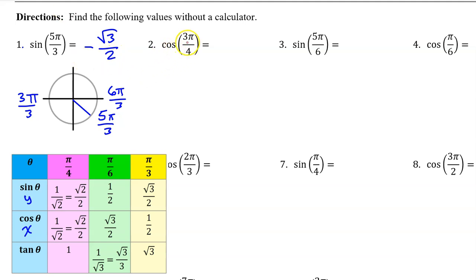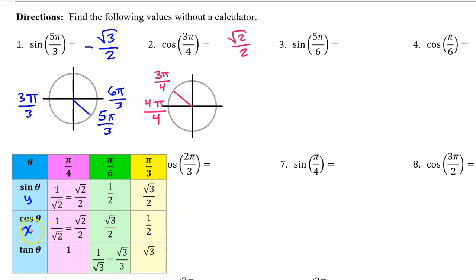Number 2, the cosine of 3 pi over 4 will be the same as the cosine of pi over 4, which is radical 2 over 2. Except it might be negative, depending on the quadrant. Here's my unit circle again. We know that pi is right here. Since we have a denominator of 4, let's think of pi as 4 pi over 4. Therefore, 3 pi over 4 will be one multiple before this. That means 3 pi over 4 will be right here in the second quadrant.